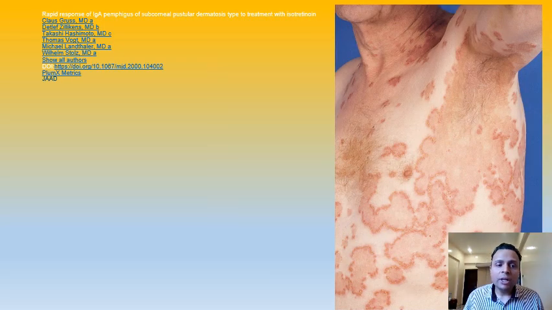This is basically your SCPD variety, subcorneal pustular dermatosis variety, and they can even be treated with retinoids because neutrophils are involved. Here again the pustules coalesce to form large lesions, circinate lesions. They can even be lakes of pus. So this is the SCPD variety of IgA pemphigus. Some books even keep it as a separate category or separate disease.